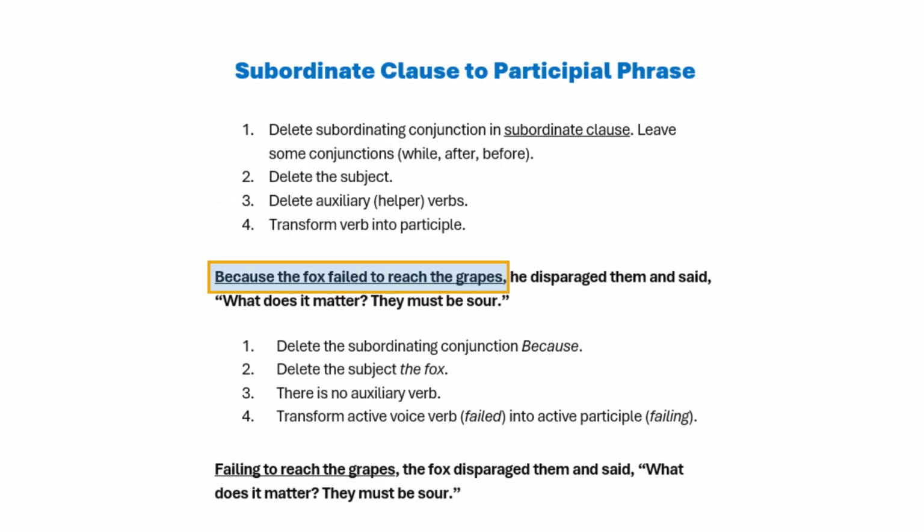Because the fox failed to reach the grapes, he disparaged them and said, "What does it matter? They must be sour." We delete the subordinating conjunction because. We delete the subject, the fox. There's no auxiliary verb. Transform the active voice verb, failed, into its active participle, failing. Failing to reach the grapes, the fox disparaged them and said, "What does it matter? They must be sour."